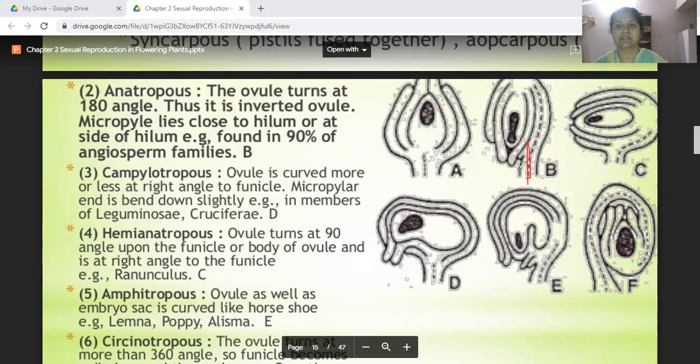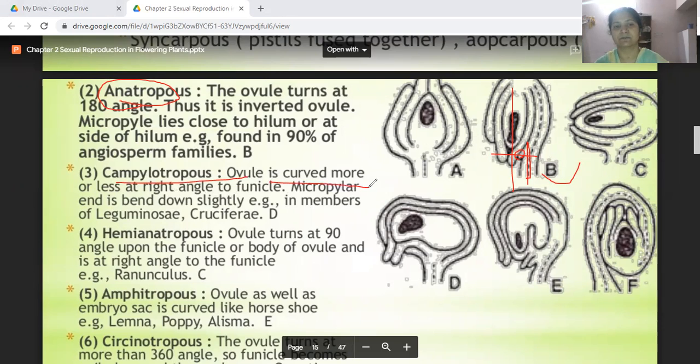सो यहाँ पर आपका फ्यूनिकल है, ये आपका हिलम है और माइक्रोपाइल जस्ट इसके पास आ रही है, तो ये ओव्यूल उल्टा हो गया है. तो ये ओव्यूल आपका कहलाएगा एनाट्रोपस ओव्यूल. This kind of ovule diagram is given in NCERT, in B, it is given in B.